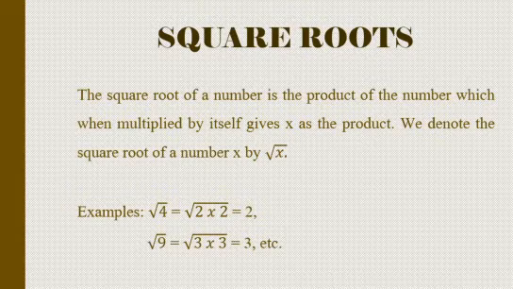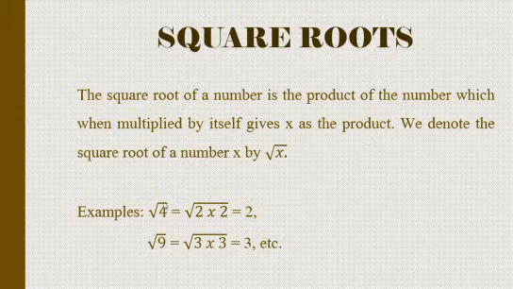The square root of a number is the number which when multiplied by itself gives x as the product. We denote the square root of a number x by root x. This sign we call the root sign.